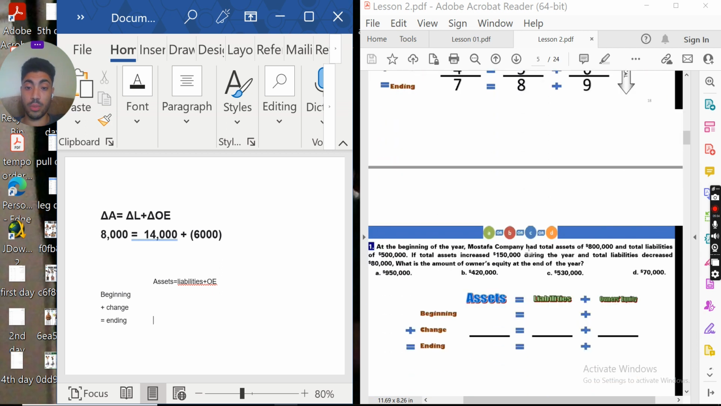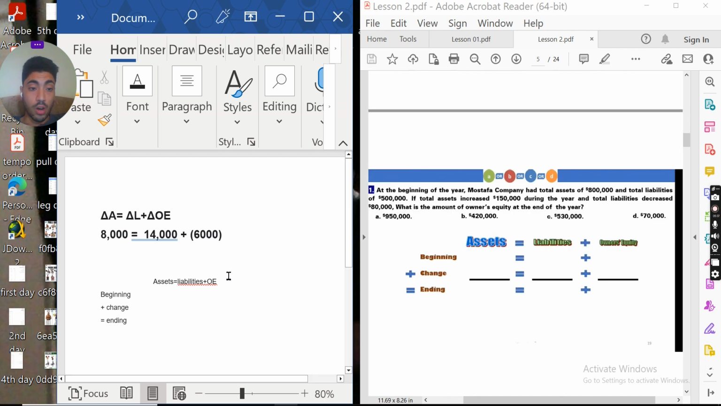Let's put it into action, please. Okay, so I wrote it here: assets equal liabilities plus owner's equity, beginning plus change equal ending. Let's check the question. At the beginning of the year, Mustafa Company had total assets of 800,000 and total liabilities of 500,000. If total assets increased 150,000 during the year and total liabilities decreased 80,000, what's the amount of owner's equity at the end of the year? So we have to structure it. Where is the beginning, what's the change, and what's the end?